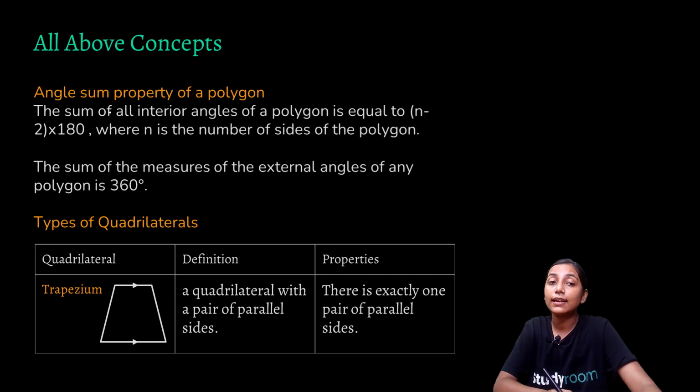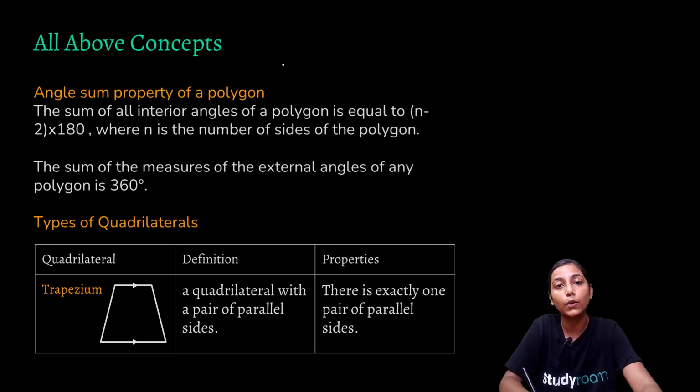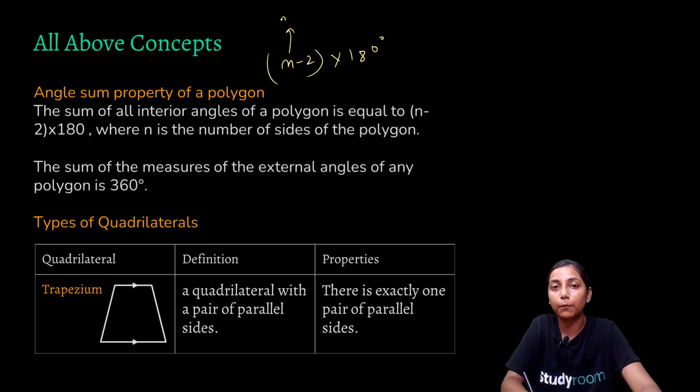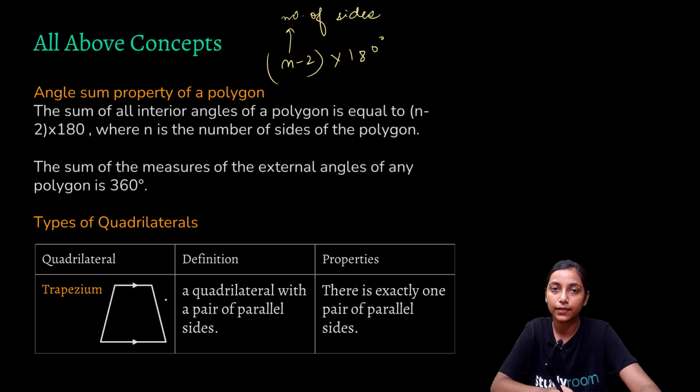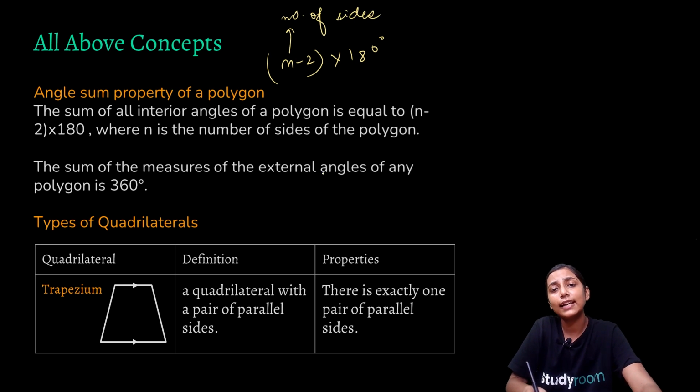We studied about the angle sum property of a polygon. What does the angle sum property of a polygon state? It states that the sum of all interior angles of a polygon will be equal to (n minus 2) times 180 degrees, where n is the number of sides of the polygon. The sum of the measures of all the external angles of any polygon is always going to be 360 degrees.